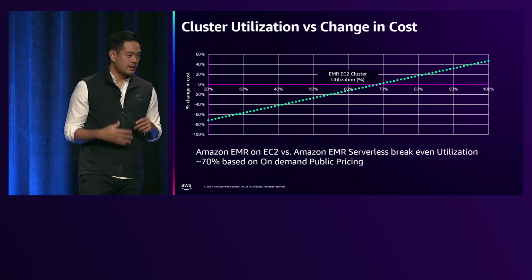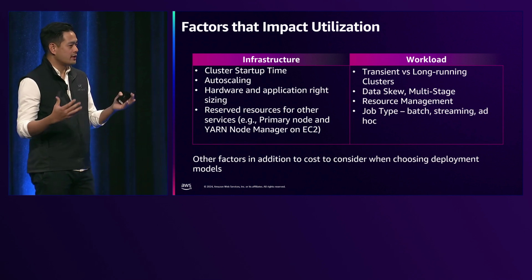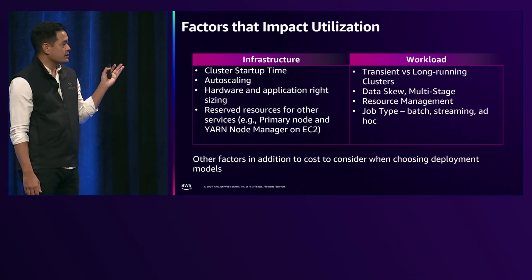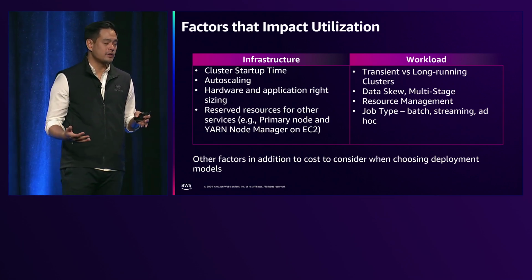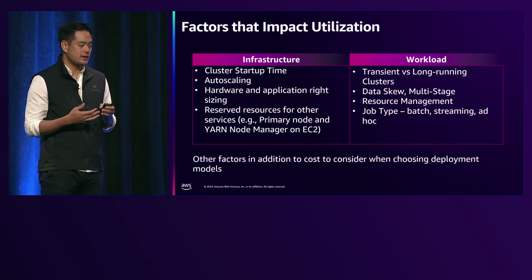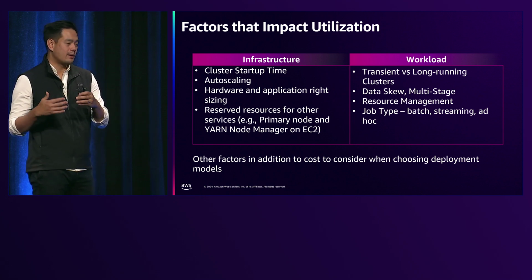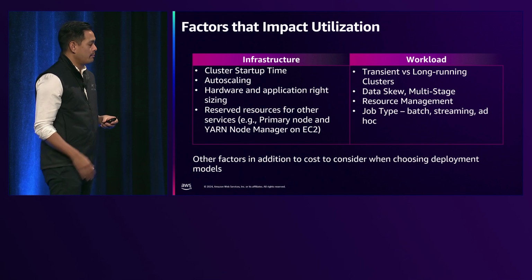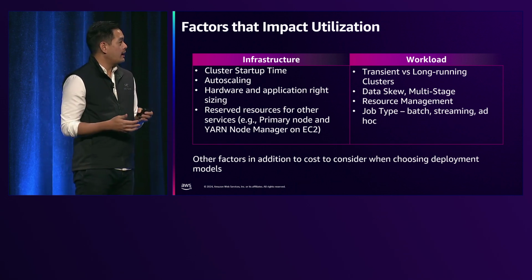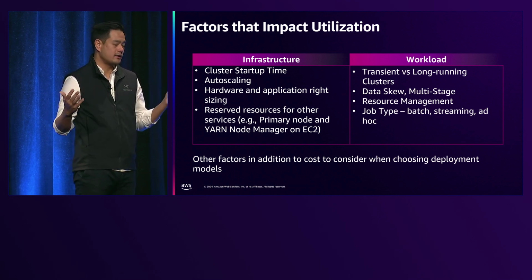Because utilization is such an important factor, it's good to understand what goes into the calculation of utilization, because it's more than just the workload itself. For example, on the infrastructure side, cluster scale-up time is an important consideration. With EMR on EC2, we provide the flexibility to bootstrap your cluster in a way that meets security needs or pre-packages application libraries for your job to run. But one of the trade-offs is that it adds to the cluster startup time.